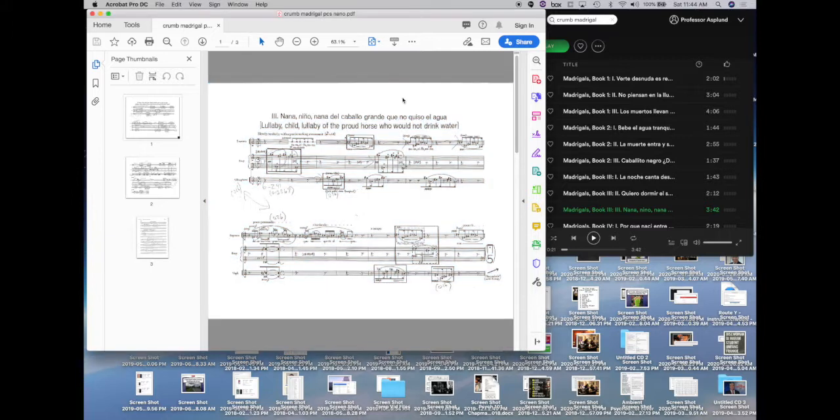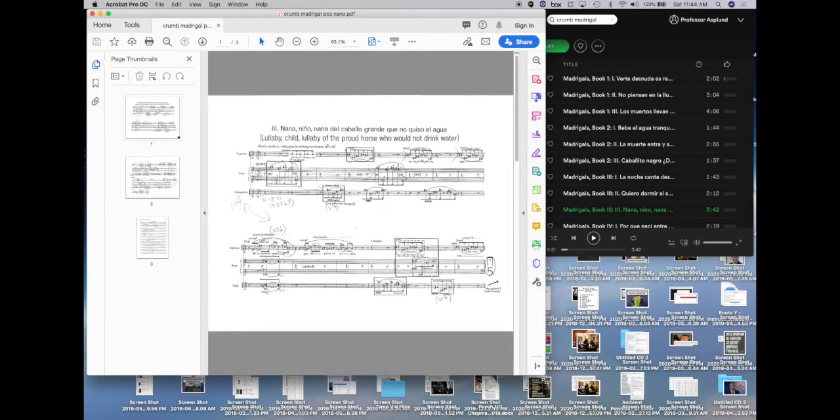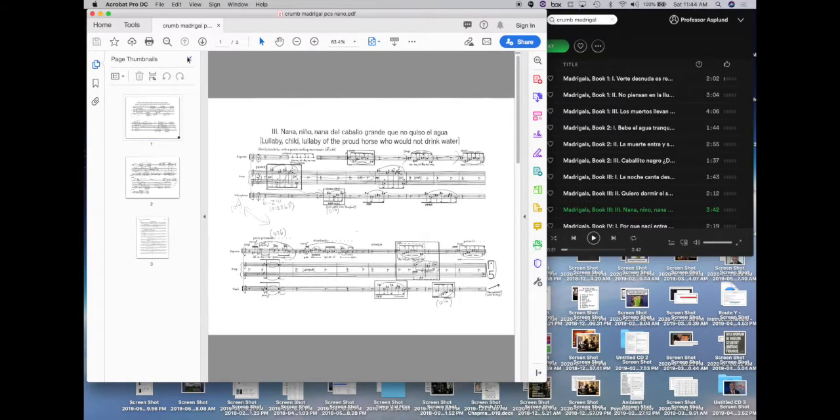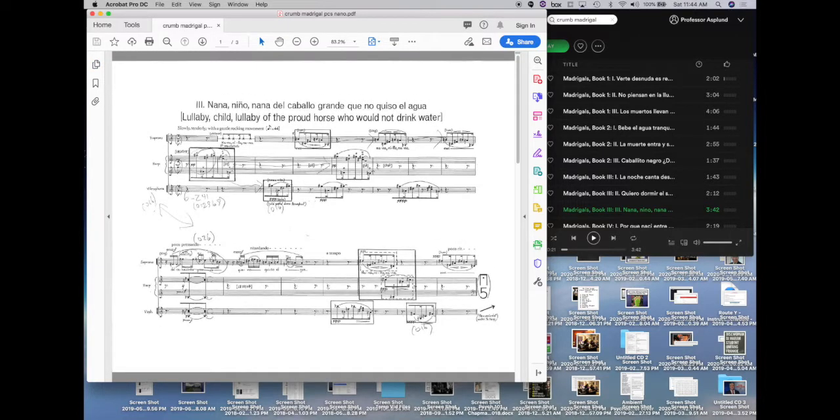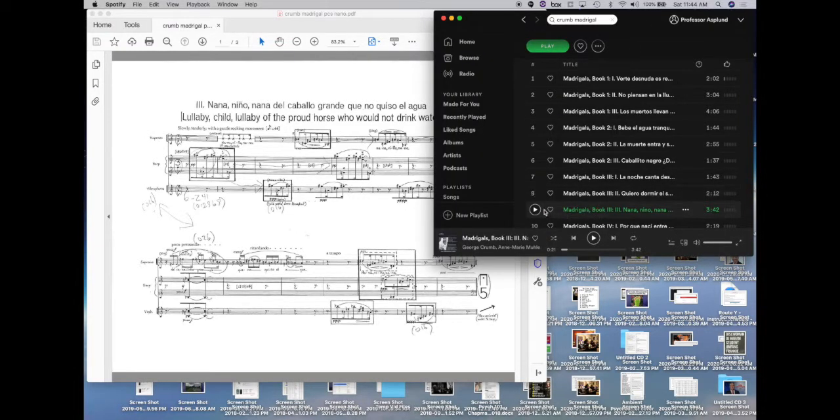Okay, and I have this score page, which is in your Hicks packet, I believe. But let's have a look at it. We have these collections of pitches that are circled that guide us as to what to talk about. Now, before we do this, let's listen to a little bit of it. Okay, so let's listen from the beginning.